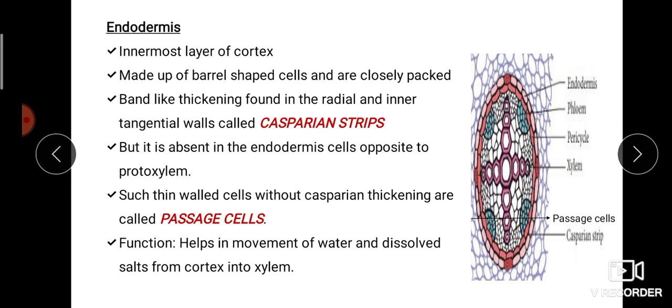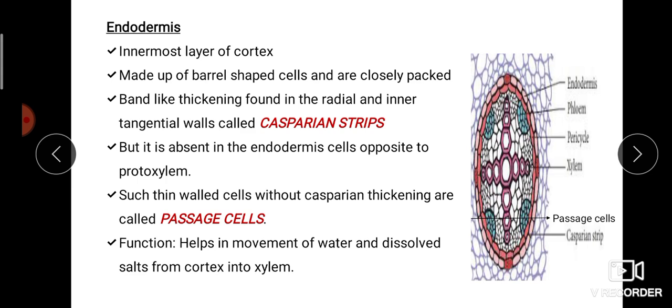It helps in the movement of water and dissolved salts from cortex to xylem. So here the xylem contains so much water as well as dissolved salt. Dissolved salt means the minerals which are dissolved in the water. So the water and dissolved salts from the cortex enter into the xylem through these passage cells. Okay, so these are endodermis.